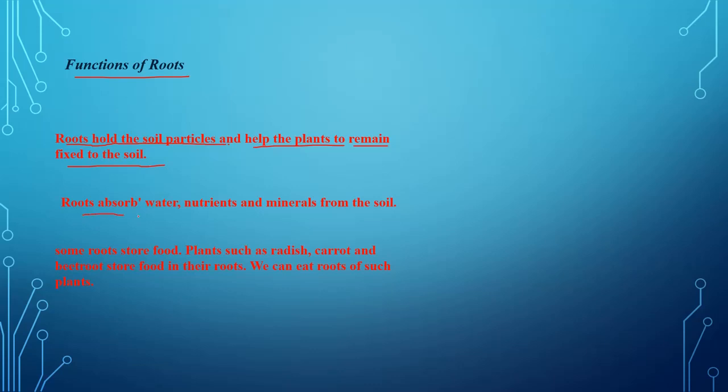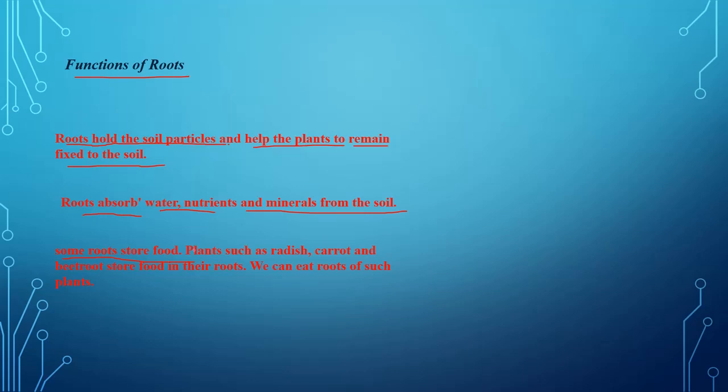Roots absorb water, nutrients and minerals from the soil. What does absorb mean? Absorb means to take in. So roots will absorb water, minerals and nutrients from the soil. The soil also has water, nutrients and minerals. If we put water, then it will come.